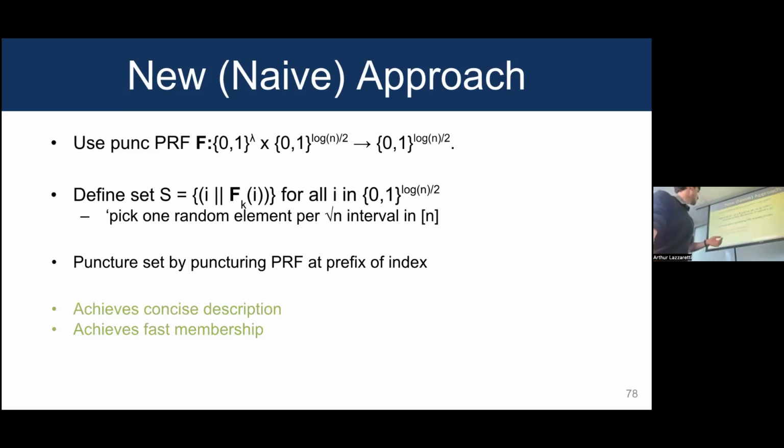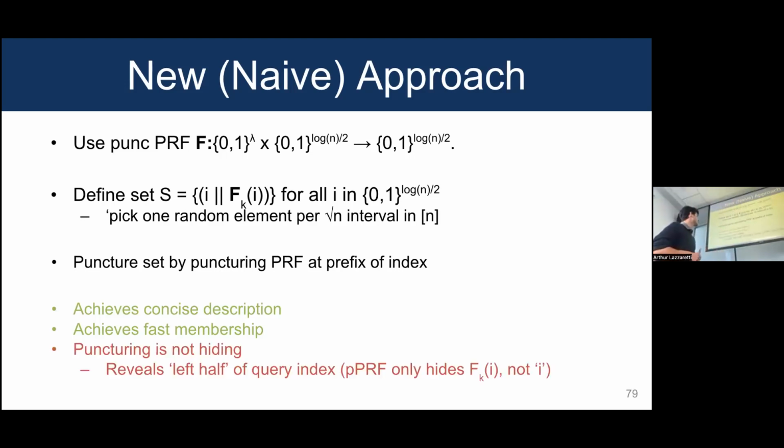But so we achieve a concise description. Our set is defined by the key. We achieve fast membership, but we don't achieve hiding puncturing, right? Because as we said, in the question by Justin before, the punctured key is distinguishable from an unpunctured key, and specifically, there's no guarantee that it hides what element you punctured, just the output of it. And so we're revealing the whole first half of our index that we're interested in, pretty much.